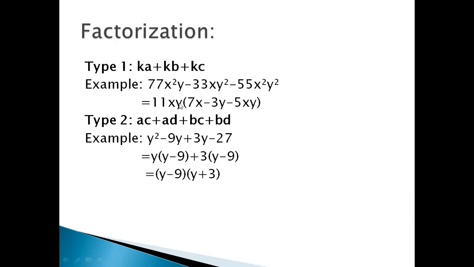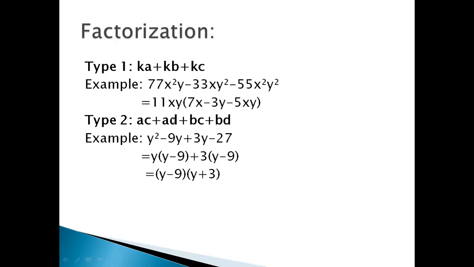We have taken y common, and from x square we have taken x common, so x is the remainder. Then we have a minus sign. 11 times 3 is 33, we have taken x common, and from y square we have taken only y common, so we get 3y. Similarly, if we take 11xy common, from 55 x square y square we get 5xy.